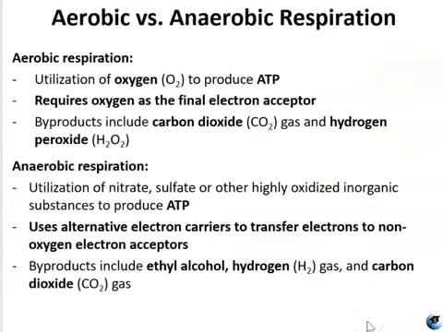For now, we're still talking about cellular respiration. Cellular respiration can be either aerobic or anaerobic. Aerobic respiration uses oxygen to produce energy in the form of ATP. The byproducts of aerobic respiration include carbon dioxide gas and hydrogen peroxide, H2O2. Anaerobic respiration uses nitrate, sulfate, or another highly oxidized inorganic substance to produce ATP. Byproducts of anaerobic respiration include ethyl alcohol, hydrogen gas, and carbon dioxide.